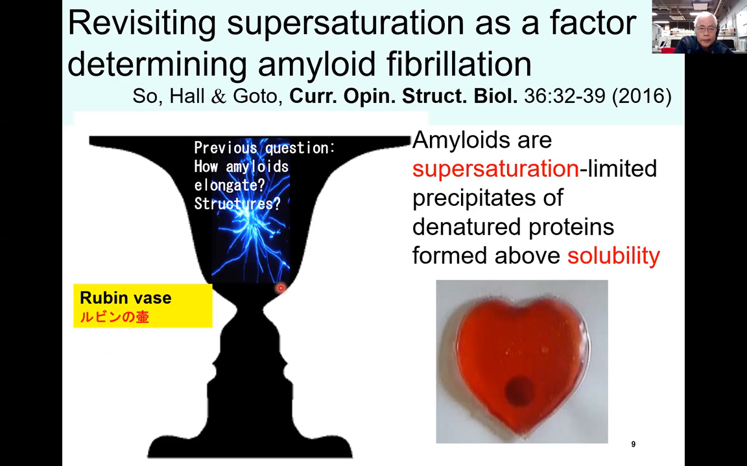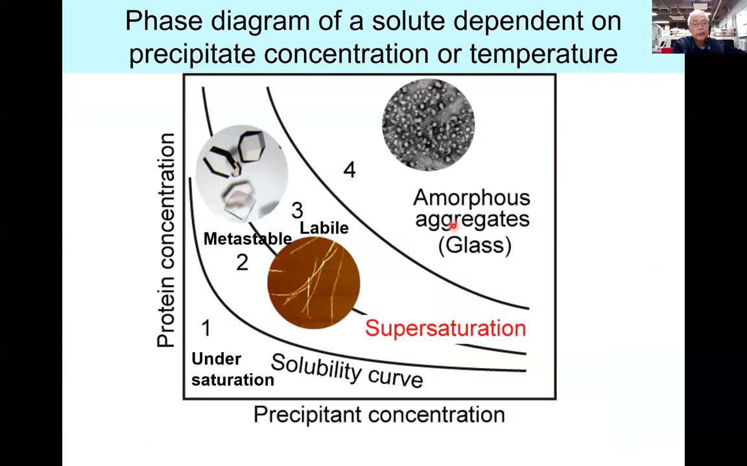The amyloid fibers are formed because the concentration is above the solubility of the amyloidogenic proteins. So amyloid is a supersaturation-limited precipitate of denatured protein formed above solubility by breaking supersaturation. This is just a general phase diagram of a solute depending on concentration and on the precipitant concentration.